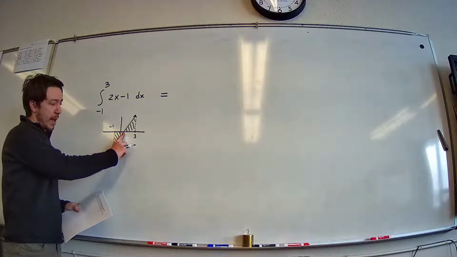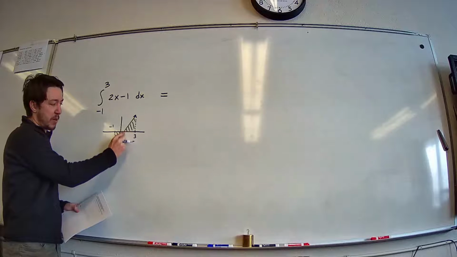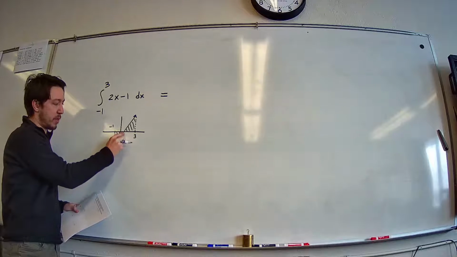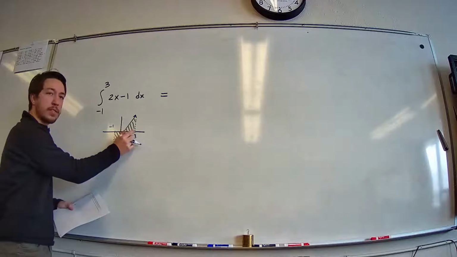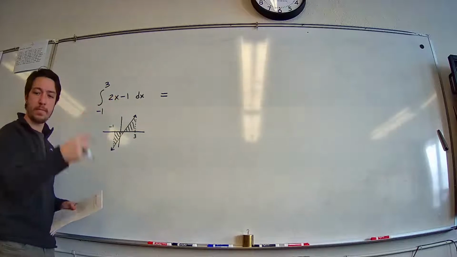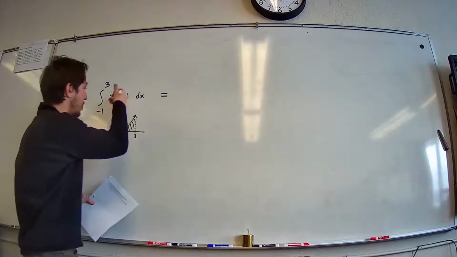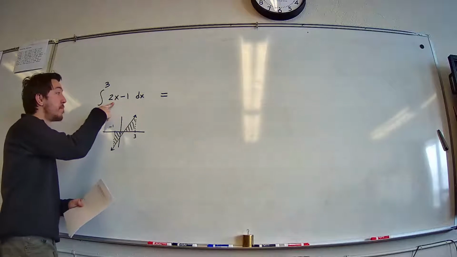I do know that this is 1/2, and there's more space between 1/2 and 3 than there is between 1/2 and -1. So I think it's going to be positive. I think this positive triangle has more width to it. So anyway, what's the integral of this?